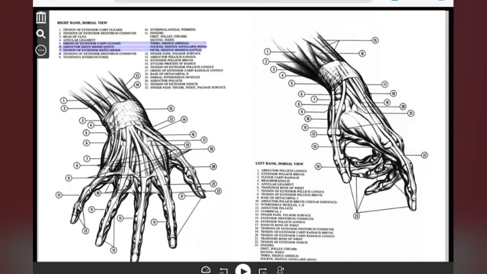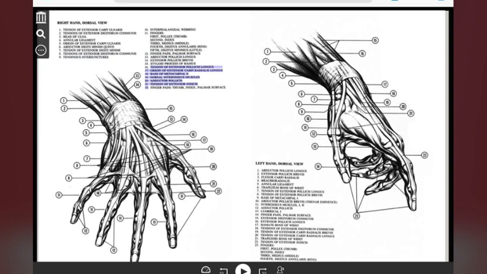6. Abductor digiti minimi. Fourth, digitus annularis, ring. 7. Tendon of extensor digiti minimi. Fifth, digitus minimus, little. 8. Tendons of extensor digitorum communis. 12. Finger pads, palmar surface. 9. Tendinous interjunctures. 13. Abductor pollicis longus. 14. Extensor pollicis brevis. 15. Styloid process of radius. 16.